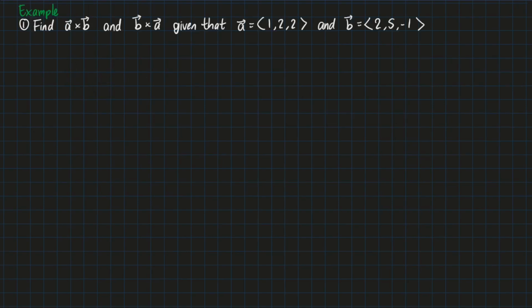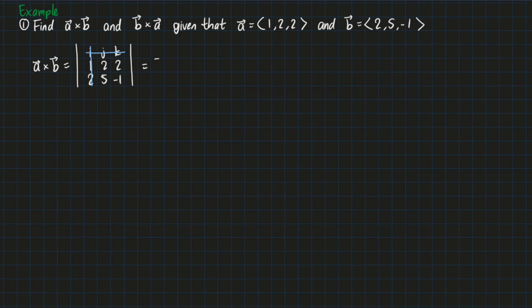So let's do an example. Find A cross B and B cross A given that A equals 1, 2, 2 and B equals 2, 5, negative 1. We'll start with A cross B, and we're going to do our 3 by 3 determinant. A is the first vector, so we put that in the second row, and we put B in the third row. Again, we cross out the ijk row, and then we take turns going across each column.